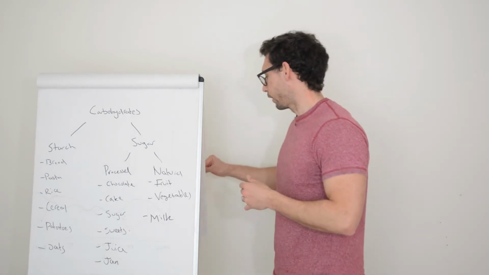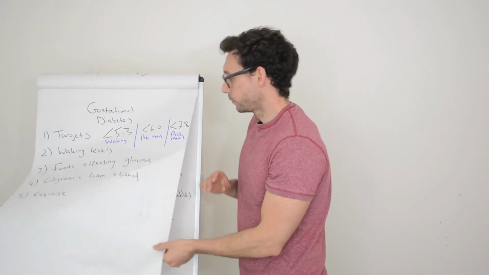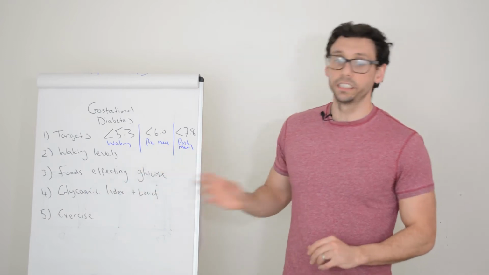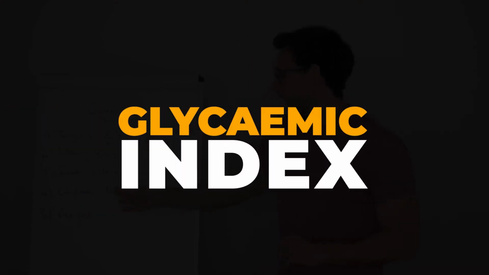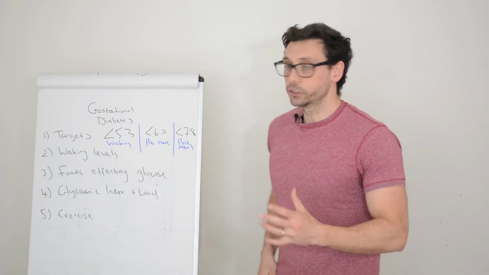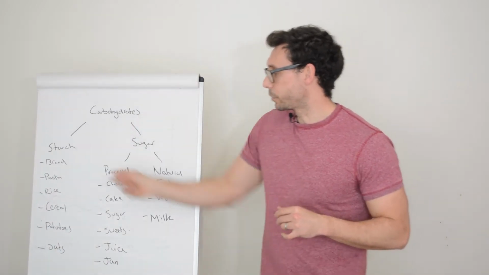So if we just flip back here then, the next thing we need to think about is what's the difference between these carbohydrate containing foods that are in your diet. Now, you might have heard of something called the glycemic index and the glycemic load. Now, all the glycemic index refers to is how quickly do these carbohydrate containing foods get into your body.